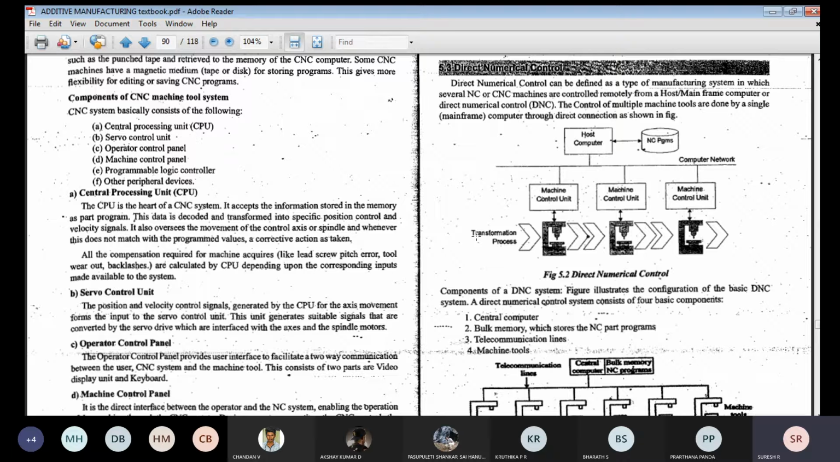Okay, so in this class let us go through another type of machine, the direct numerical control machine. It is also called the DNC machine. The direct numerical control is also called the distributed numerical control. Both are the same thing.